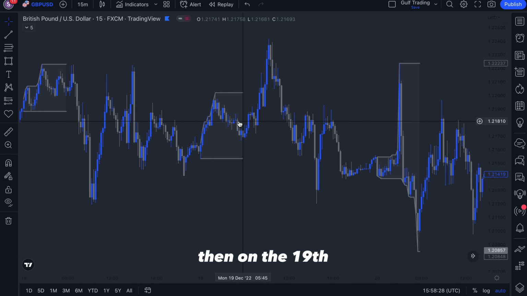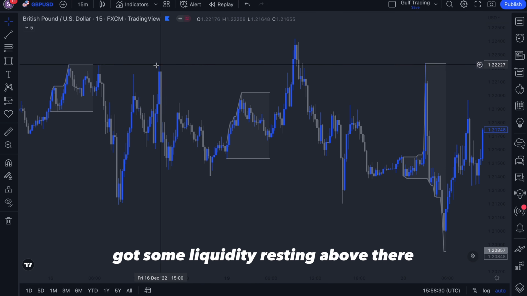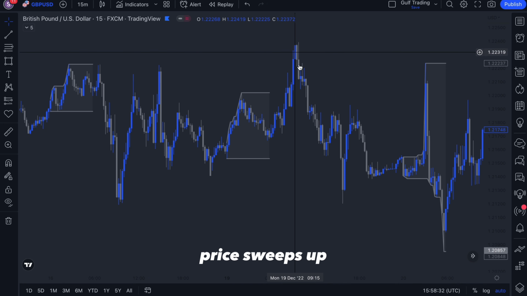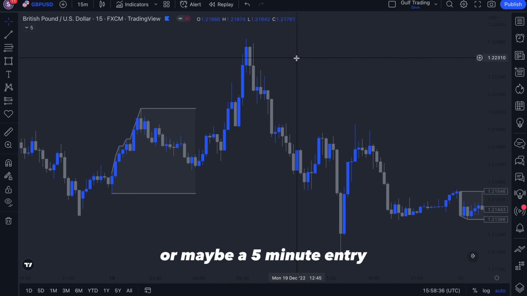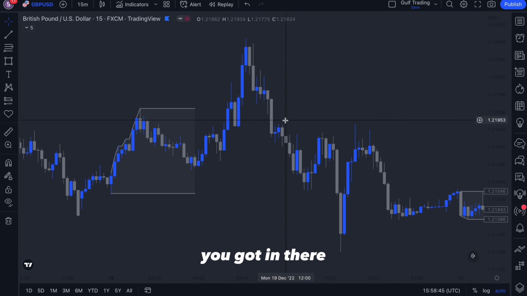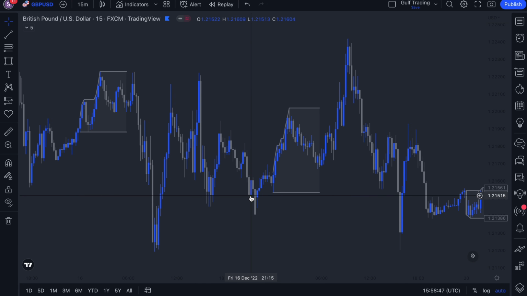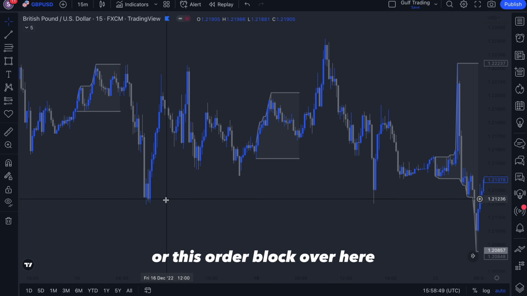Again, then on the 19th, nice entry opportunity here. Got some liquidity resting above there. Price sweeps up, shoots down, and maybe there was a 1 minute entry or maybe a 5 minute entry. You got in there, ride this all the way down to the Asian lows, or this order block over here.